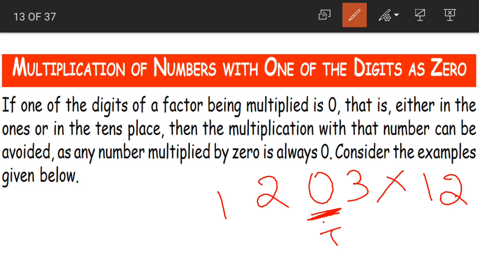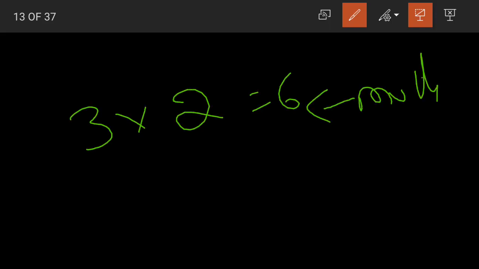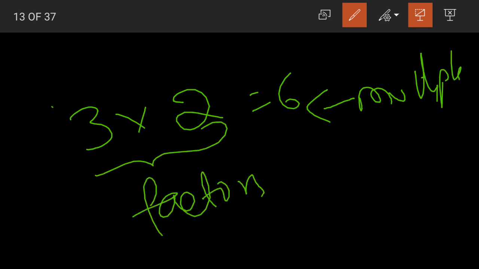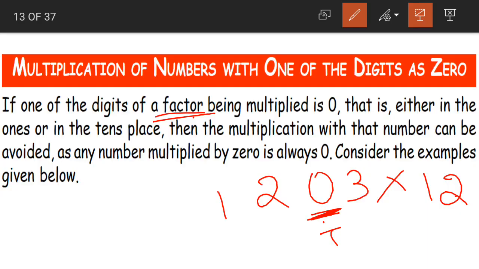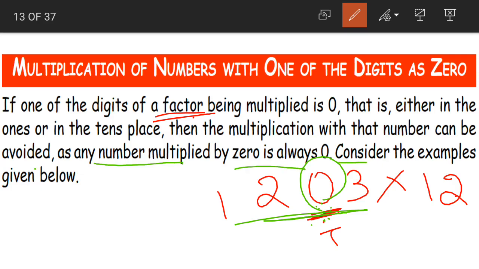So whenever we are multiplying it, whenever the digits of a factor, what does factor mean? When I say 3 2s are 6, yes, 6 becomes the multiple, 3 and 2 become our factors. Yes, this is our multiplier and multiplicand, right? So instead of calling them that, we can also call them factors. So when one of the factors is having 0 as a digit, we can simply skip or avoid multiplying with that digit. Why? Because any number multiplied by 0 is always 0.